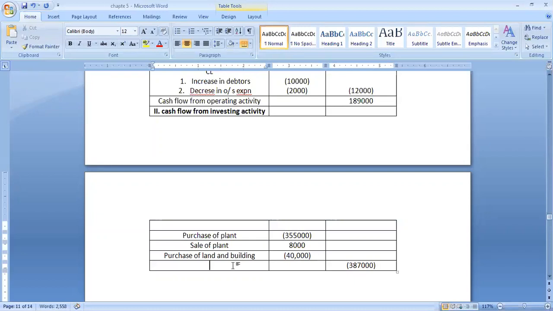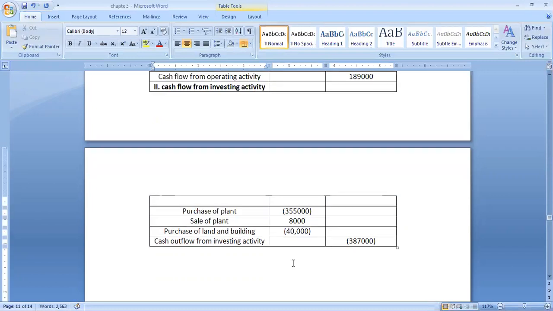Okay. So what is this called? As you got the value in the negative, it is the cash outflow from investing activity. If at all you got it in a positive value, then it is a cash inflow from investing activity. Fine. So reduce 3,87,000 from 1,89,000. Whatever the value is, you got it as 1,98,000. So don't just write anything to it.